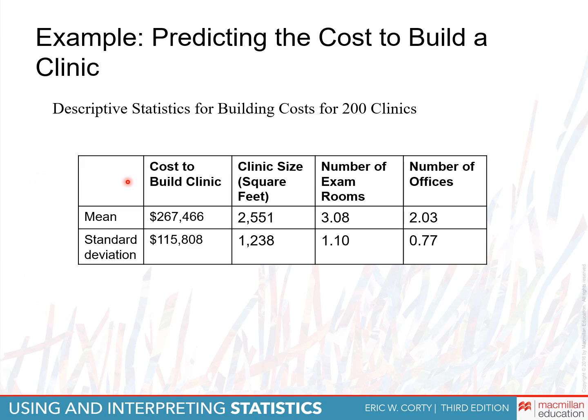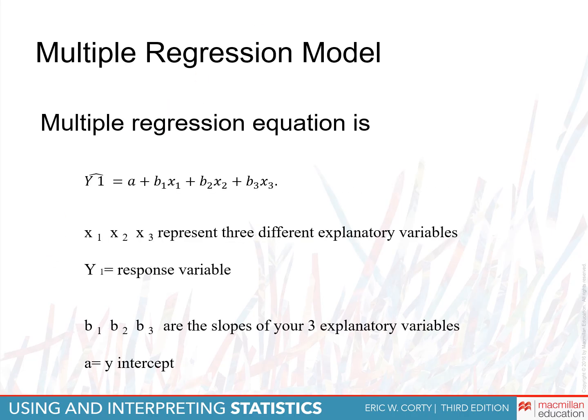So for the cost to build the clinic, size, the number of exam rooms, and the number of offices, we can come up with a mean and a standard deviation for all of these parameters. All right, so now we can use these data to build our multiple regression equation. The regression equation is very similar to the one we would have for simple regression, except instead of just having one explanatory variable, we have multiple explanatory variables.